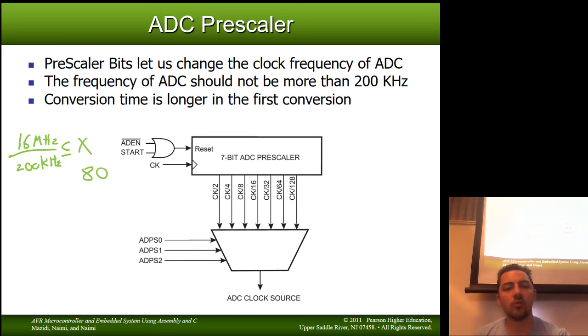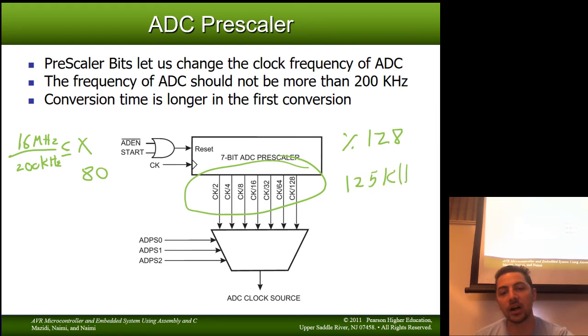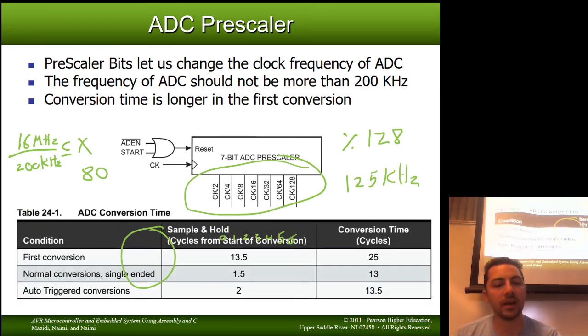So what does that mean in terms of what I can choose here? Can I choose 64? No, because it's got to be at least 80. So my only option is divide by 128, which means my actual clock will be 16 million divided by 128, which is 125 kilohertz. Now, this is exactly how we choose. We've got these prescaler bits in the prescaler field. This is 0, 1, 2, 3, 4, 5, 6, depending on what we choose.